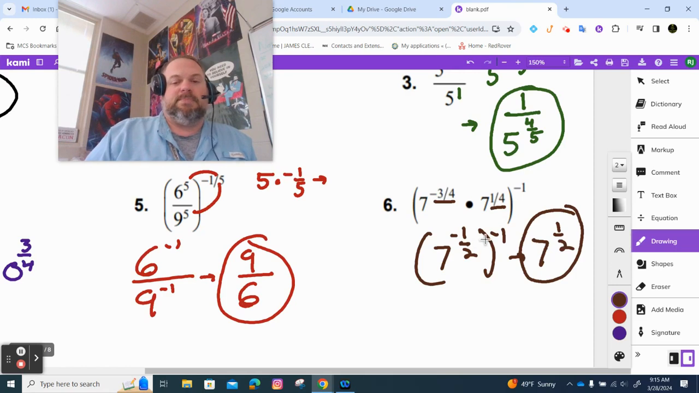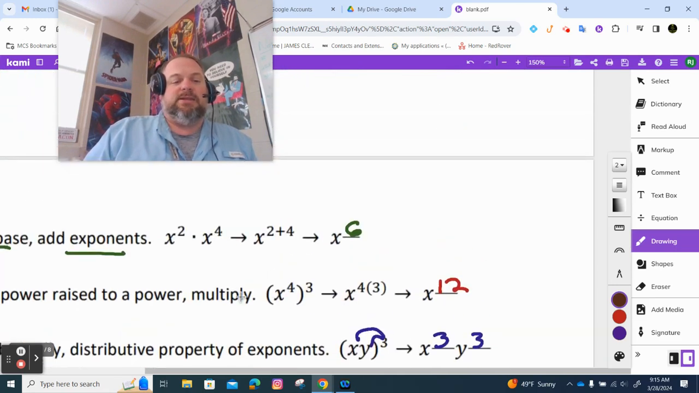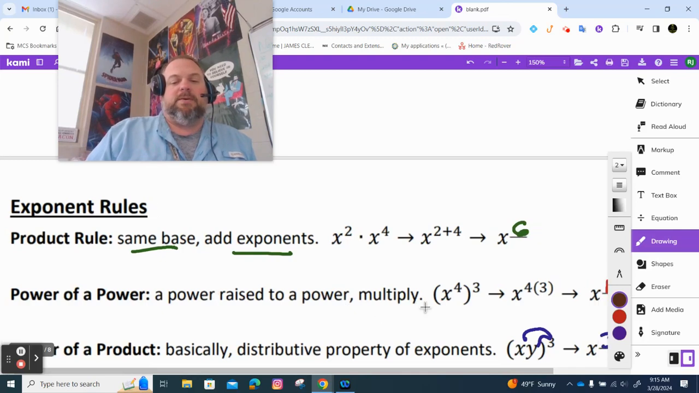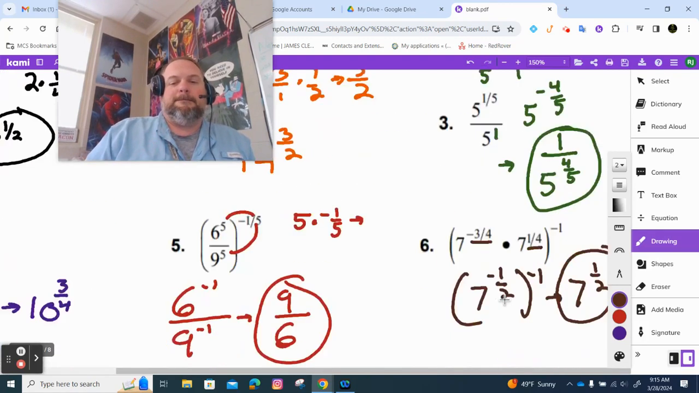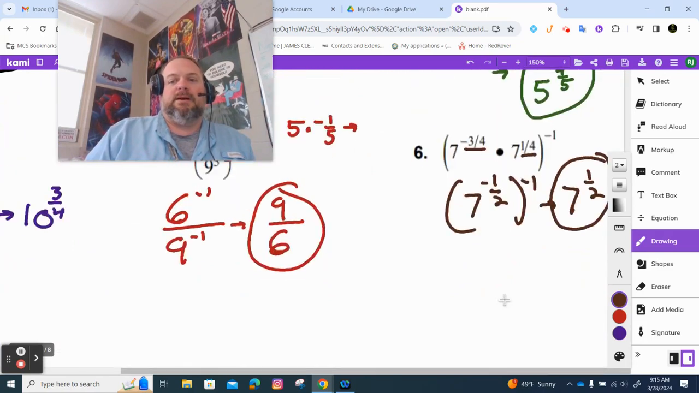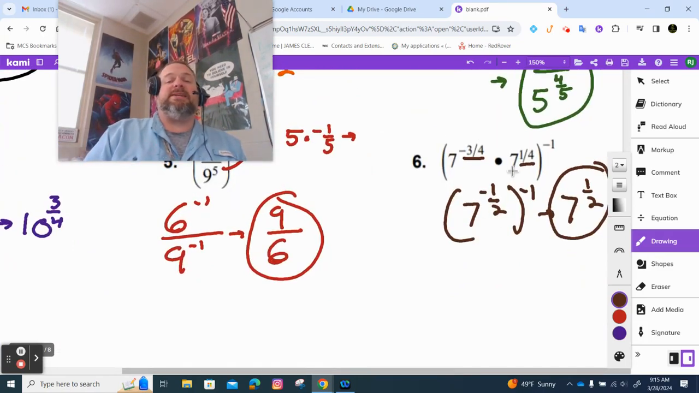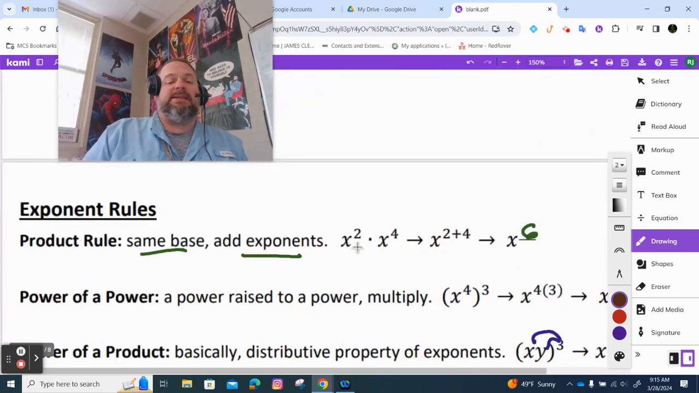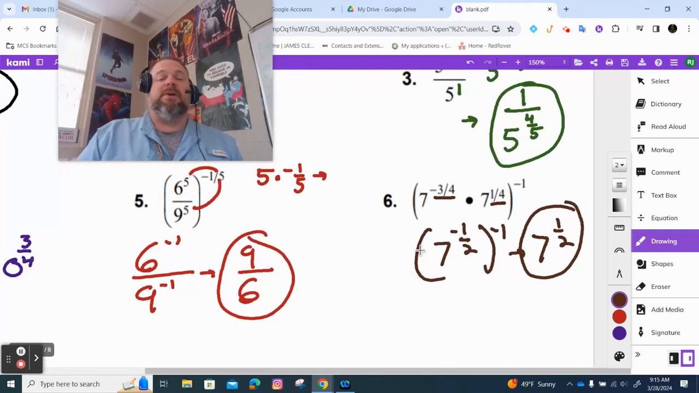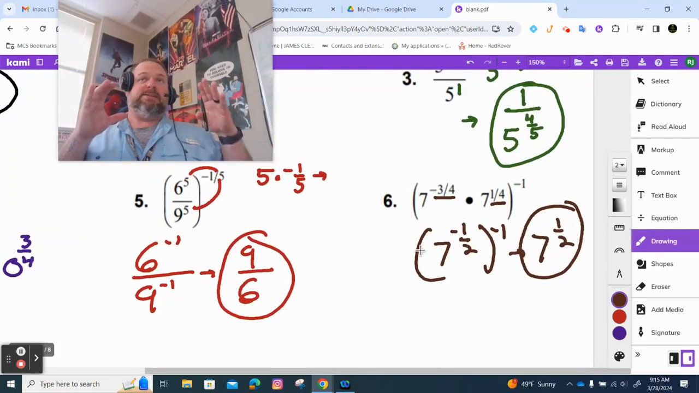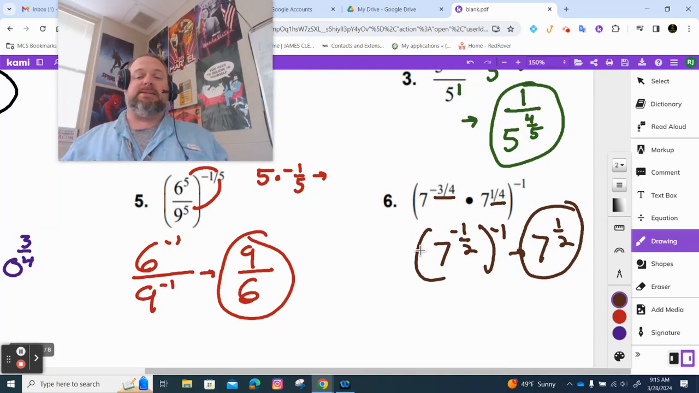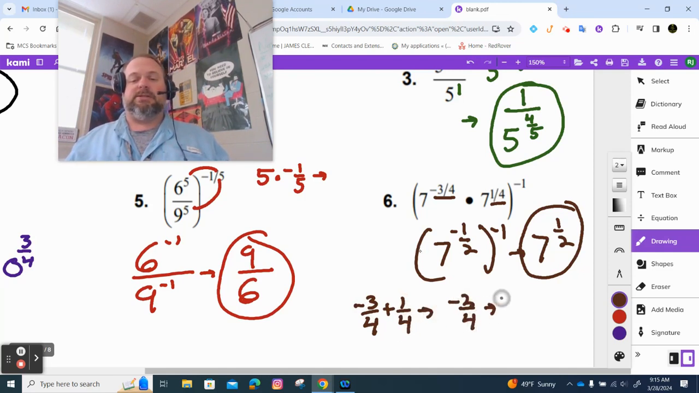Yes, I did this rule right here, power to power, the second one we looked at. In the parentheses, when there's the same base, you add the exponents. Remember, order of operations, parentheses. So we added these: negative 3 over 4 plus 1 over 4 equals negative 2 over 4, which is negative 1/2.